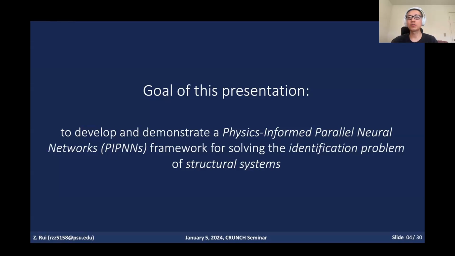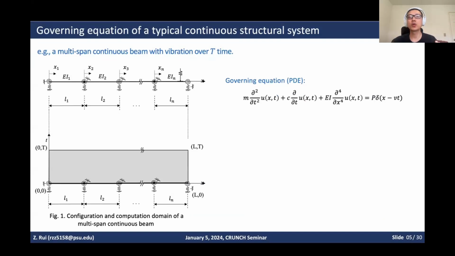So the goal of the presentation is to apply and demonstrate the developed PINN's parallel neural network framework for solving the identification problem, particularly in structural systems. So let's use a very simple, typical structural system as an example, which is a beam. In this example, we can find it has a multiple span continuous beam with an external force. And we have some boundary conditions at the internal supports and also at the boundaries.